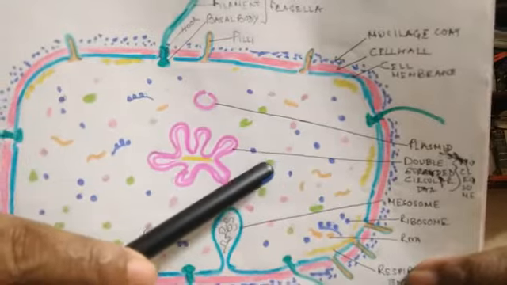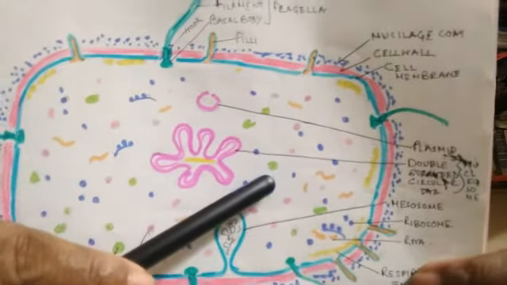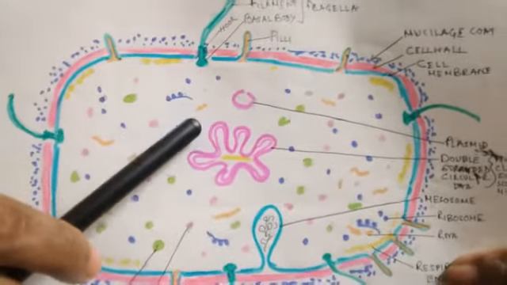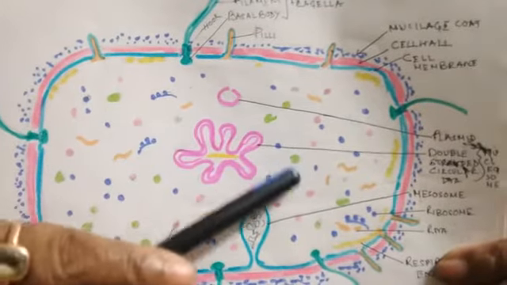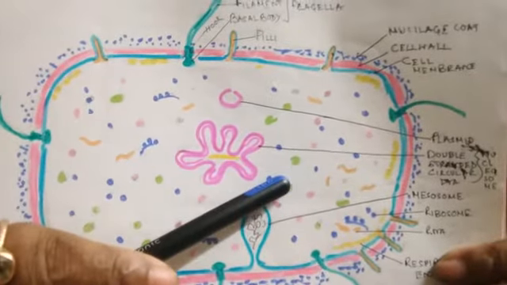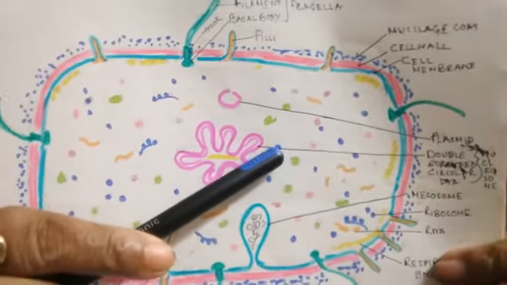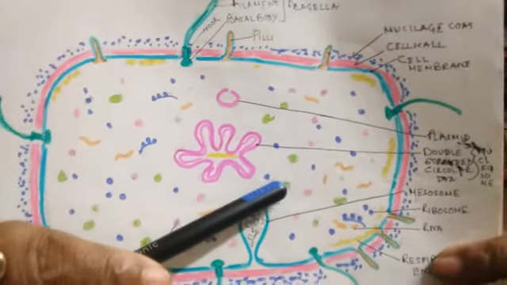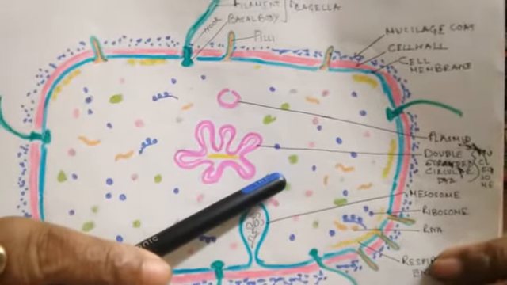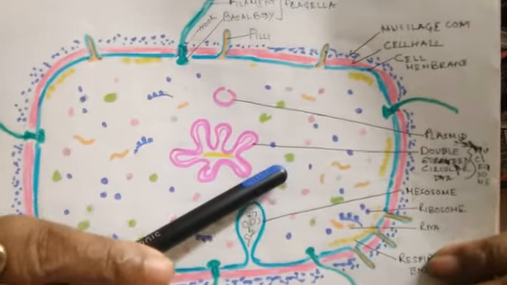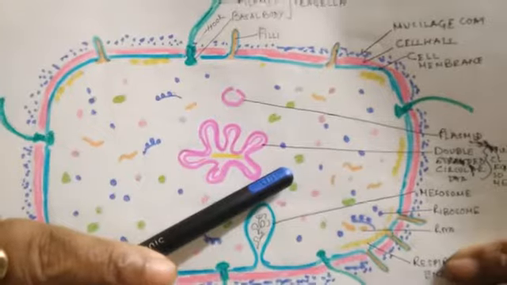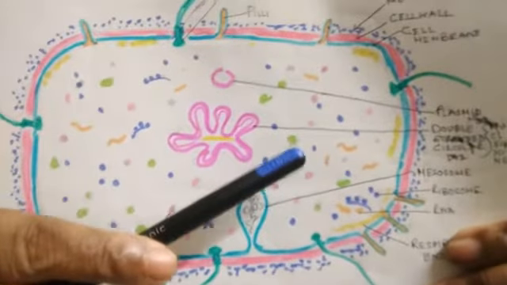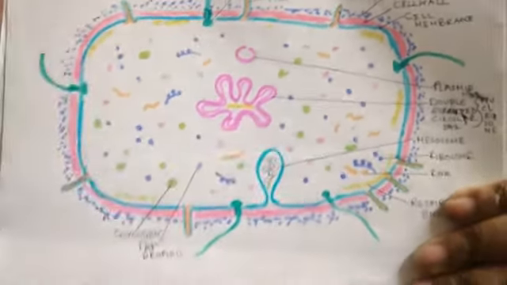Now we will talk about the cell organelles. Already we know that prokaryotic cells do not possess any membrane-bound cell organelle, because most organelles are membrane bound. The only organelle left is the ribosome. Ribosomes do not have any membrane. So prokaryotic cells have ribosomes.